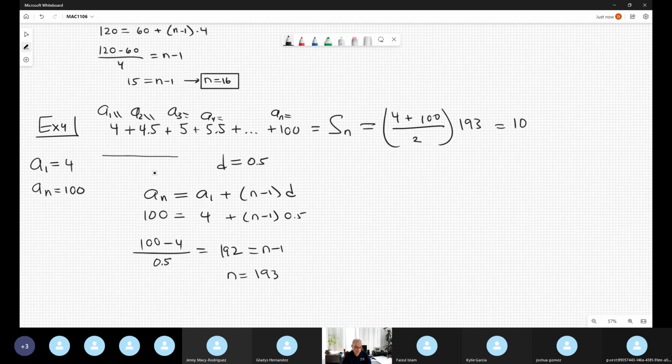Now this is 10,036, and the summation. Cool. Do you understand very well the arithmetic sequence? This is a particular but important case example of the sequence. It's very, very common in real life.